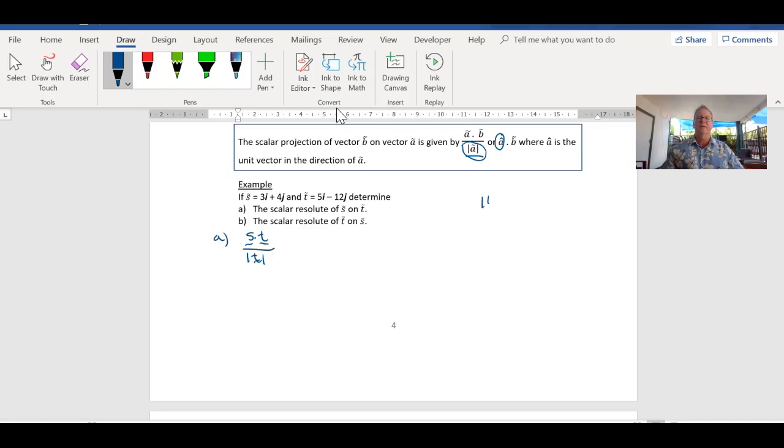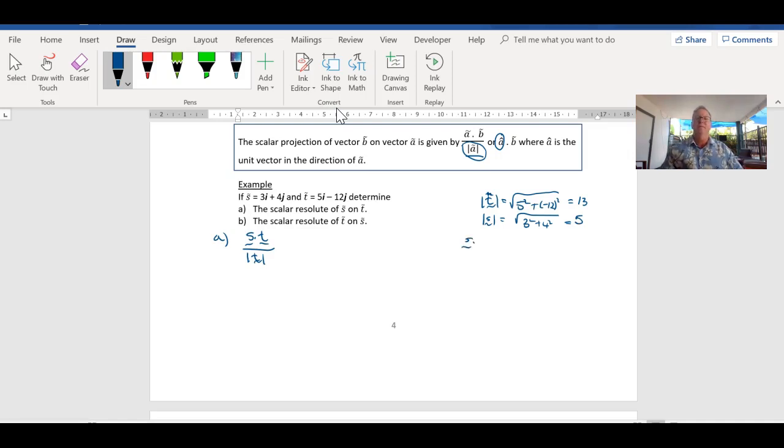Okay, a bit of a sidebar. What's the norm of T? Well, that would be the square root of, what's T? 5i minus 12j. So that would be 5 squared plus negative 12 squared, which is 169, the square root of which is 13. And the norm of S would be the square root of, now S is 3i plus 4j, so that would be 3 squared plus 4 squared, the square root of 9 plus 16, which is the square root of 25, that would be 5. Picked some nice numbers there, didn't I?